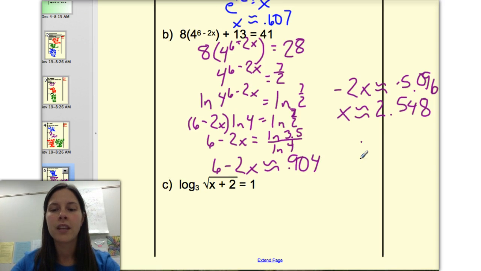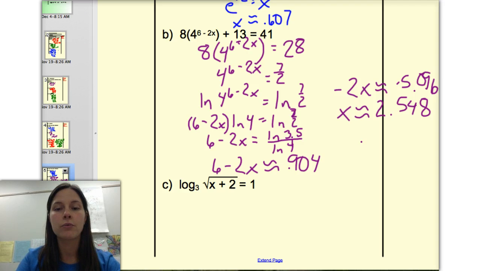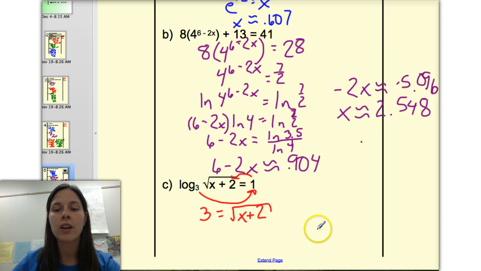And our final example, this time we have the log of a square root. I'm going to use curly law to begin with. 3 to the first power equals the square root of x plus 2. 3 to the first power, of course, is 3. And in order to start solving for x, I need to cancel that radical. So I'm going to square both sides.